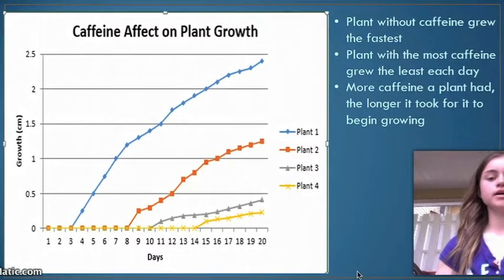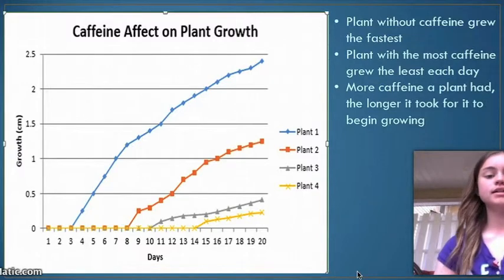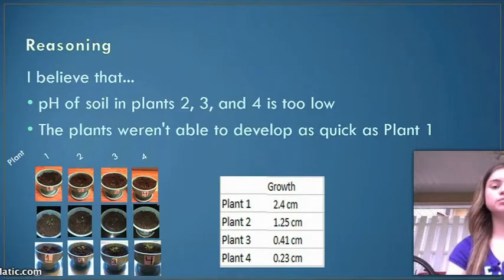It is clear that the plant without caffeine grew the fastest. I also noticed that the plant given the greatest amount of caffeine had the smallest average growth each day. It seems to be that the more caffeine a plant had, the slower it grew. Caffeine is believed to lower the pH of soil. Therefore, I think that because plant 4 was given the largest amount of caffeine, its growth was remarkably delayed because of its low pH level.